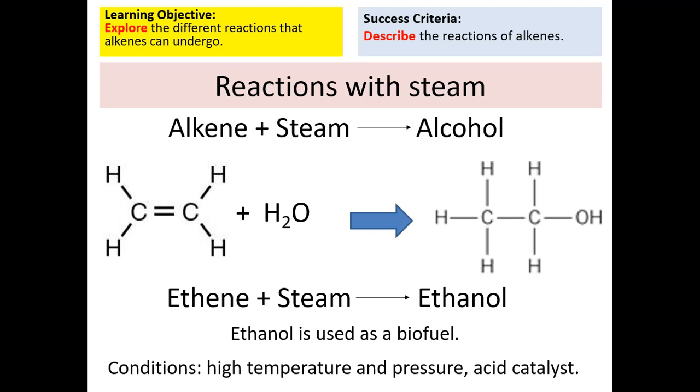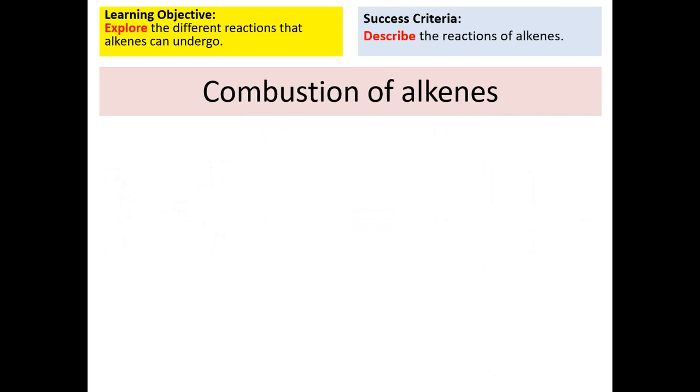So the conditions we need are high temperature, high pressure, and this time you need an acid catalyst. And you do need to know that it's an acid catalyst. You can't just write that it's a catalyst. So obviously the high temperature is to make the steam. The high pressure is to force these two things together, and the catalyst just speeds up that reaction.